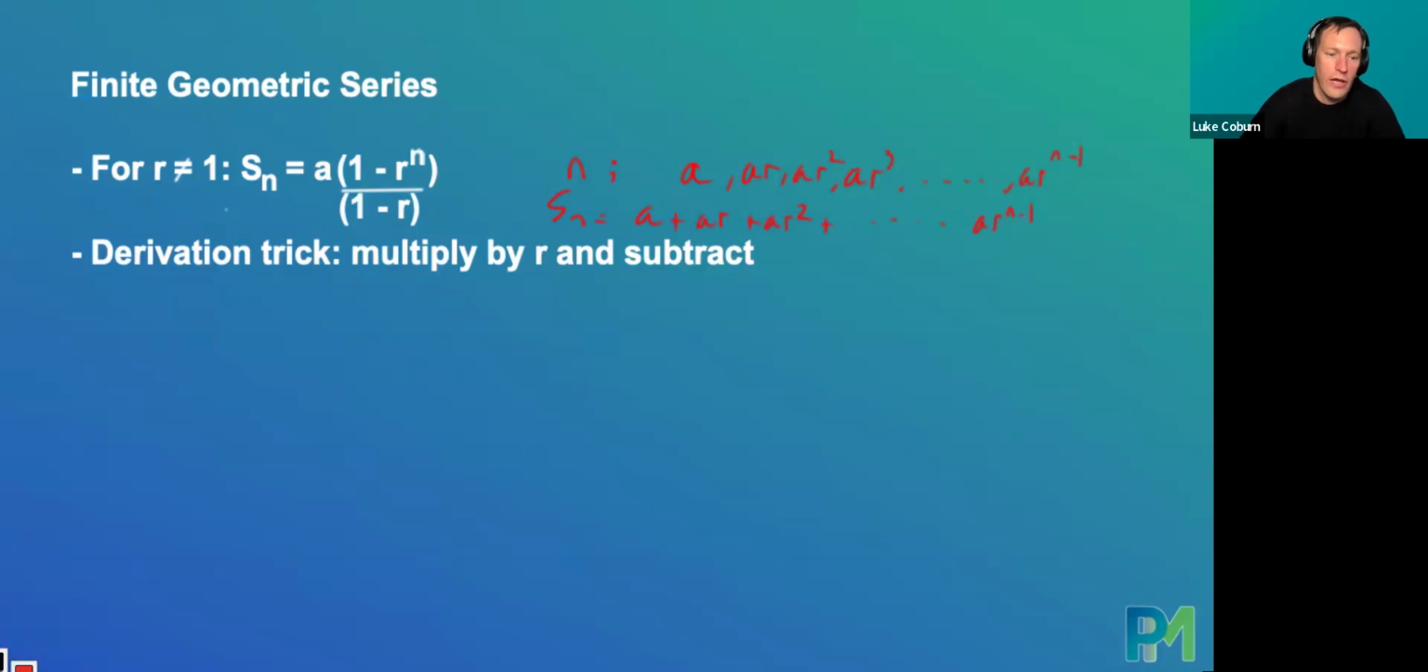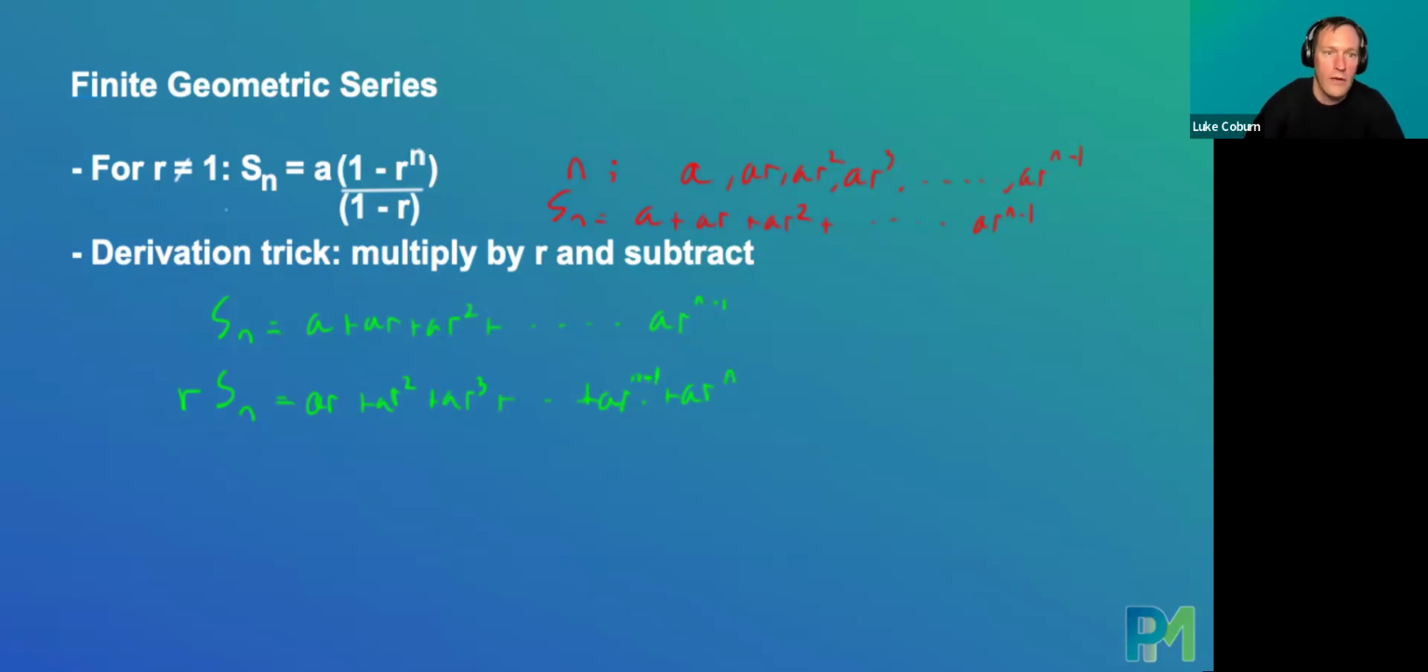And really quickly, what I'm going to do is take that sum, a plus ar plus ar squared, all the way up to ar to the n minus 1, and multiply it by r. I'm going to multiply r by the whole sequence. So this is ar, this is ar squared, this is ar cubed, then it goes up to ar to the power of n minus 1, and then ar to the power of n.